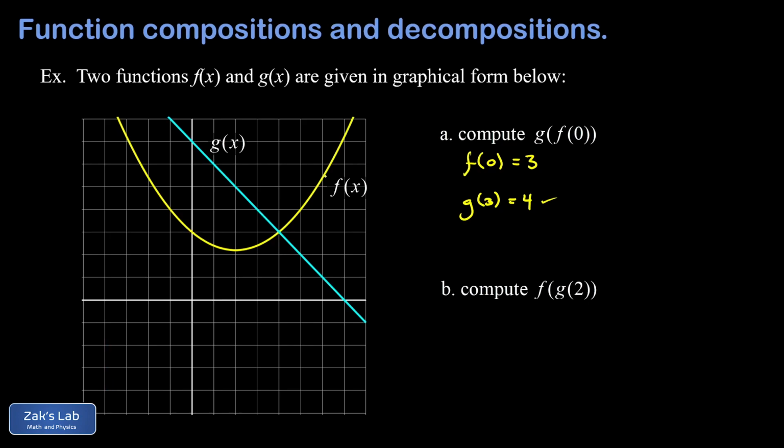In part B, we want f of g of 2. So this time we start out by finding g of 2. So I go to x equals 2, and the y value there turns out to be 1, 2, 3, 4, 5. So g of 2 is 5. And I want f of that value. So I want f of 5. So if I go to an x value of 1, 2, 3, 4, 5, and I look on the curve of f of x, again, it's passing through an integer point because the problem was set up to work out cleanly. And it turns out that f of 5 is equal to 4.